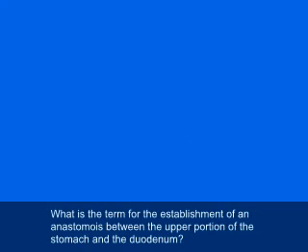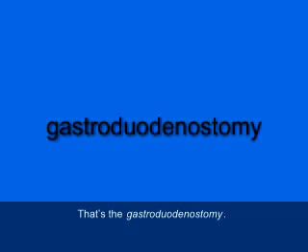Okay, well that covers the material for the procedures. So now we're going to do some practice over these. Number 1, what is the term for the establishment of an anastomosis between the upper portion of the stomach and the duodenum? That's the gastroduodenostomy.